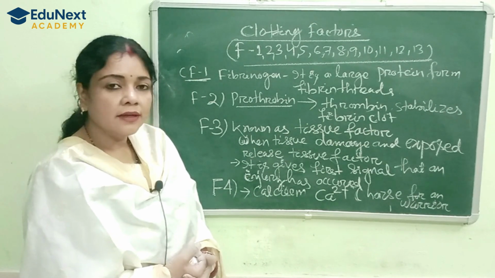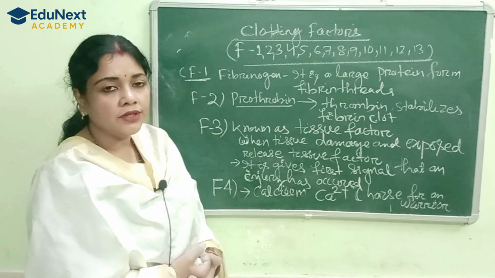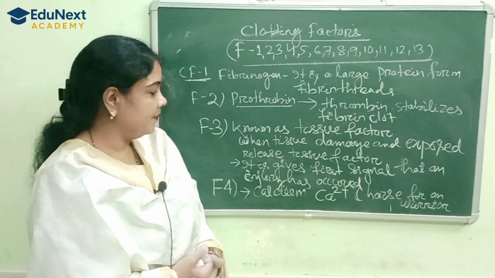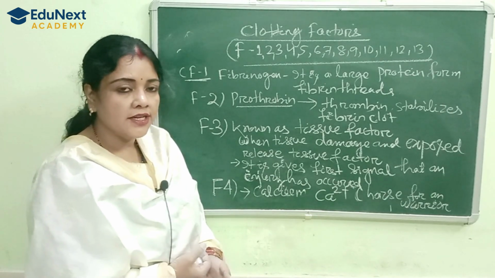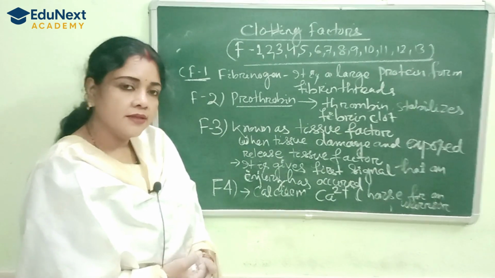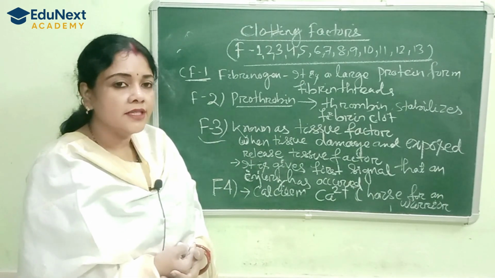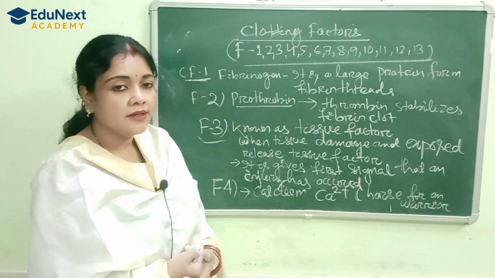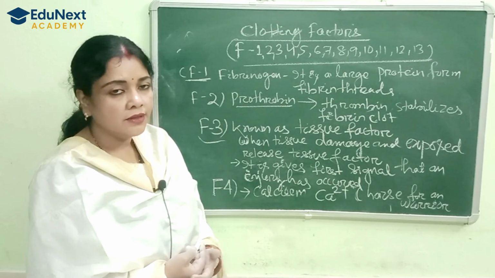The second clotting factor is known as prothrombin. Then it is converted to thrombin, which stabilizes the fibrin clot. The third clotting factor is known as tissue factor. Whenever tissue cells are exposed, tissue factor is released. This clotting factor 3 gives the first signal that an injury has happened. That means there is a wound or bleeding in some part of your body.